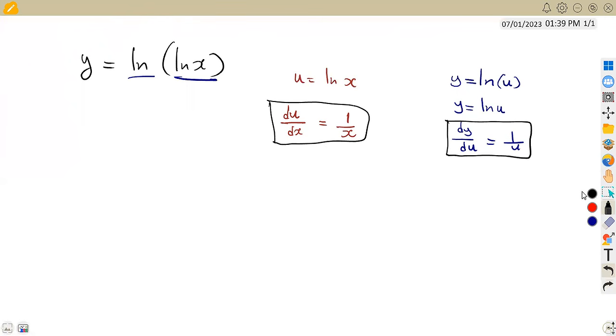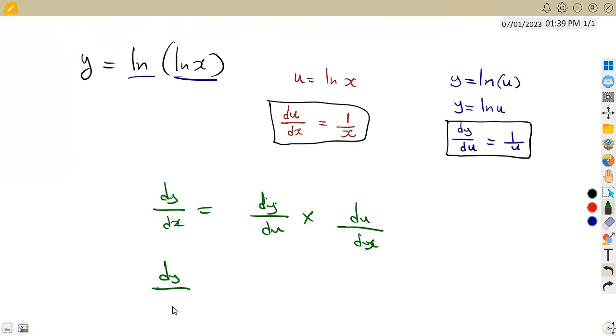So that's it. Let us save it on our formula. Remember, our formula states that dy/dx is going to be obtained from dy/du times du/dx. So we can substitute into our formula. Thus, dy/dx is going to be equal to dy/du in this case, that is the derivative of y with respect to u, which is 1 over u, times du/dx, the derivative of u with respect to x, which gives us 1 over x in this case.